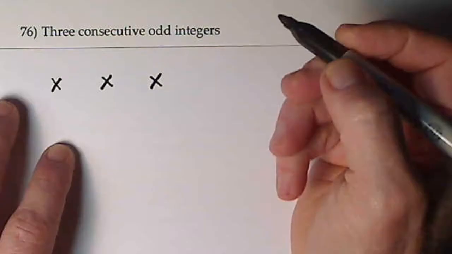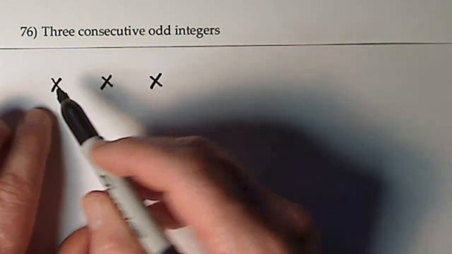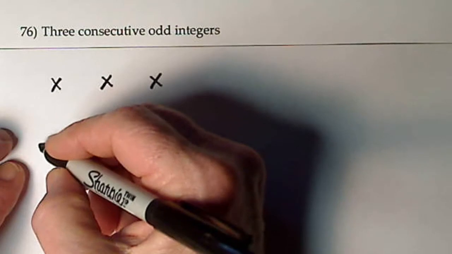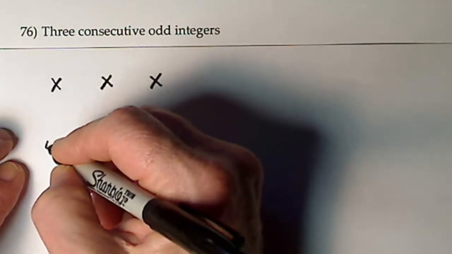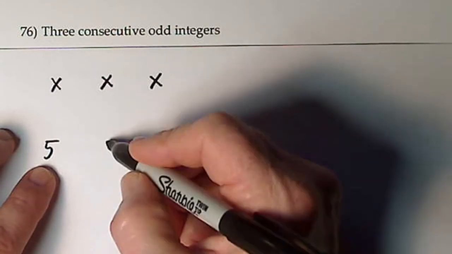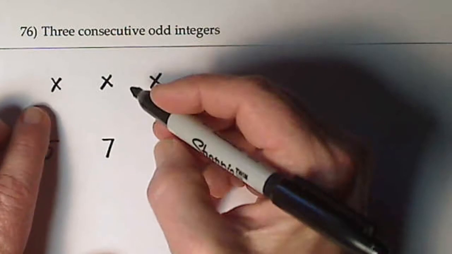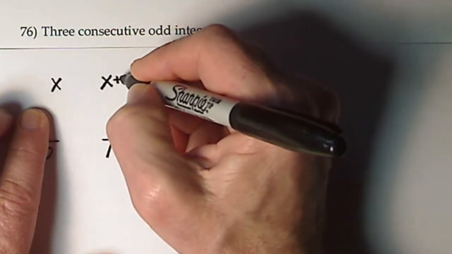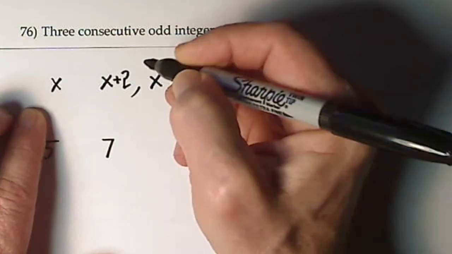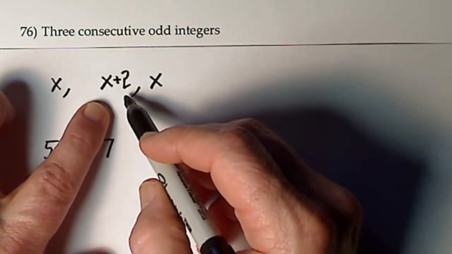But if I'm standing on an odd integer, let's pick an odd integer. 5 is an odd integer. Okay. What's the next odd integer? 7. So to get from 5 to 7, I would add 2. Alright, so our first odd integer is x. The next one is x plus 2.